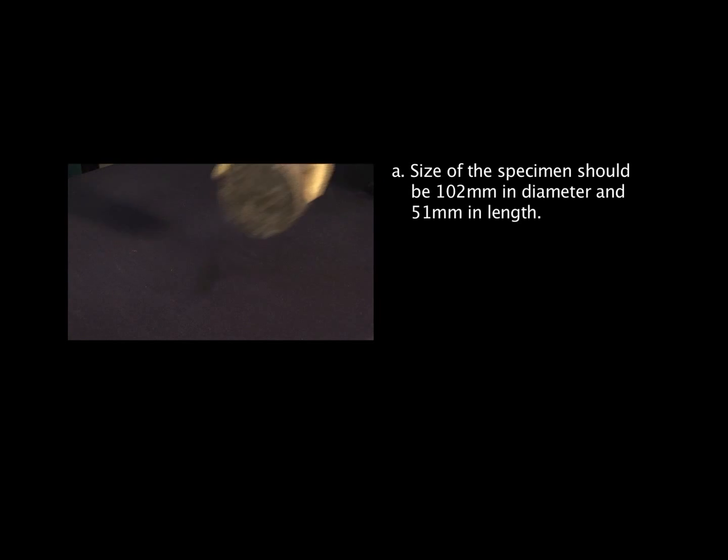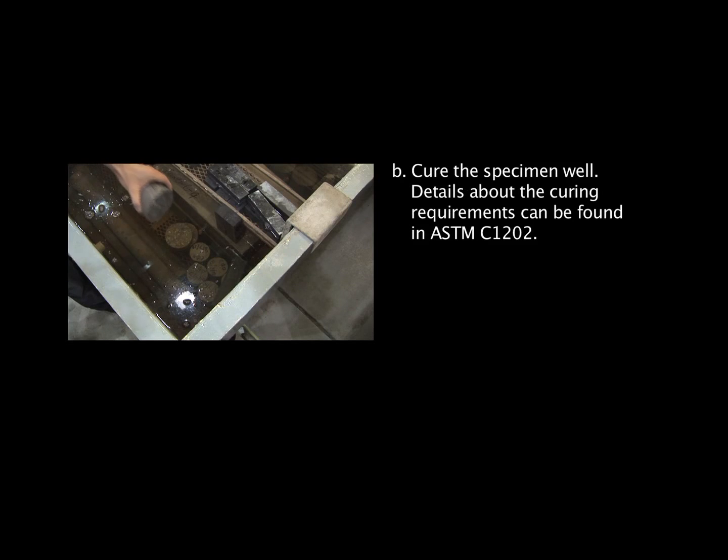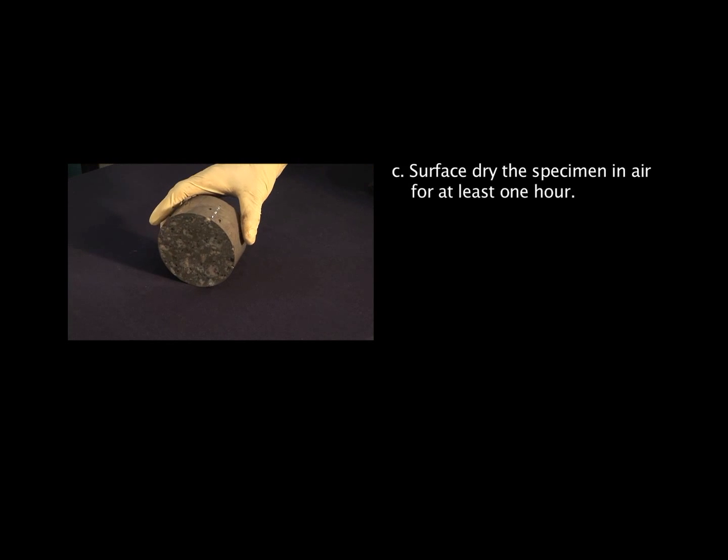A. Size of the specimen should be 102 mm in diameter and 51 mm in length. B. Cure the specimen well. Details about the curing requirements can be found in ASTM C1202. C. Surface dry the specimen in air for at least 1 hour.